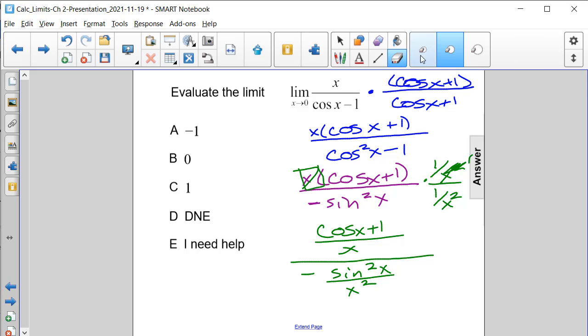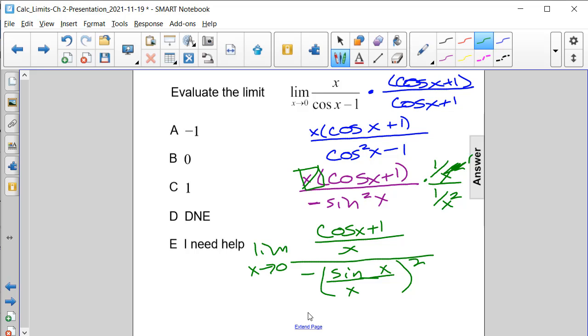And then we can rewrite the denominator. Instead of negative sine squared of x over x squared, we could write it as negative sine of x over x quantity squared. So I'm going to write it that way. And we know that the limit of sine of x over x is equal to 1, and 1 squared is 1. So we can find the limit of this now as x approaches 0.